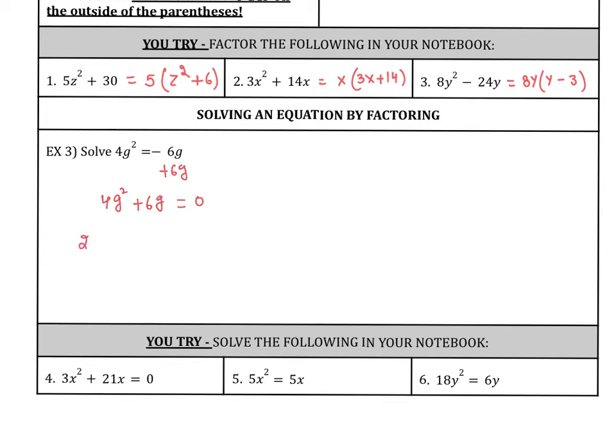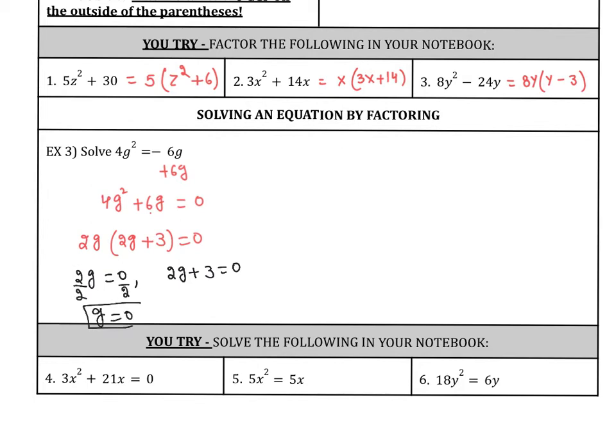The GCF is 2g, because 2g is the term that divides 4g squared as well as 6g. When you divide 4g squared by 2g, what you are left with is 2g. And inside this one, 6g divided by 2g is 3. You have two factors, 2g and 2g plus 3, equal to 0. You're going to make each of them equal to 0 by using the zero product property, and then solve for g.